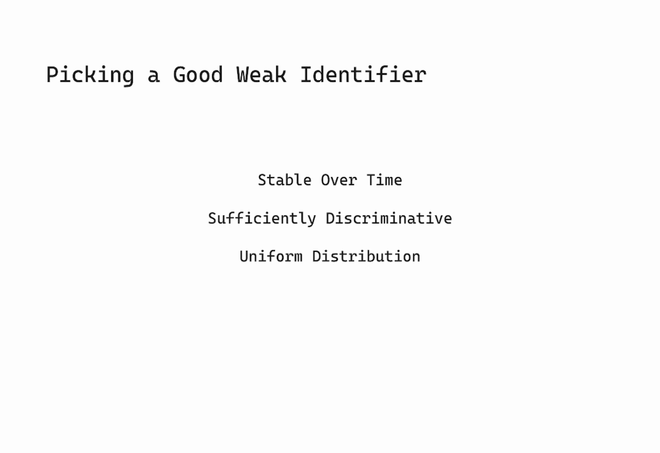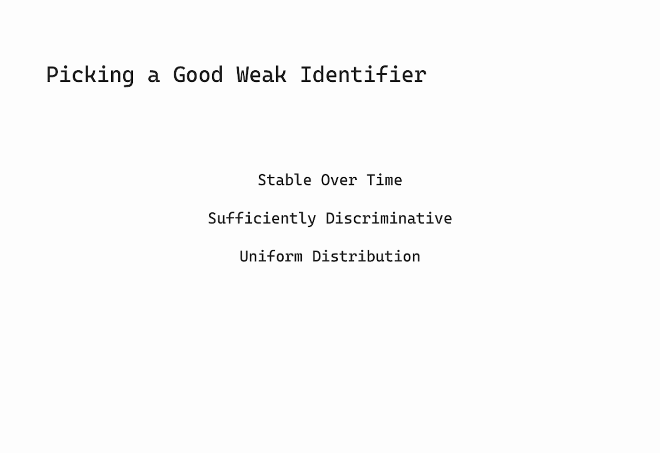So what makes a good weak identifier? Well, there's three main things. Firstly, it has to be stable over time, and that means that it has to remain consistent for a given device even if the MAC address changes, and that ensures that it's reliable in association as well as tracking.